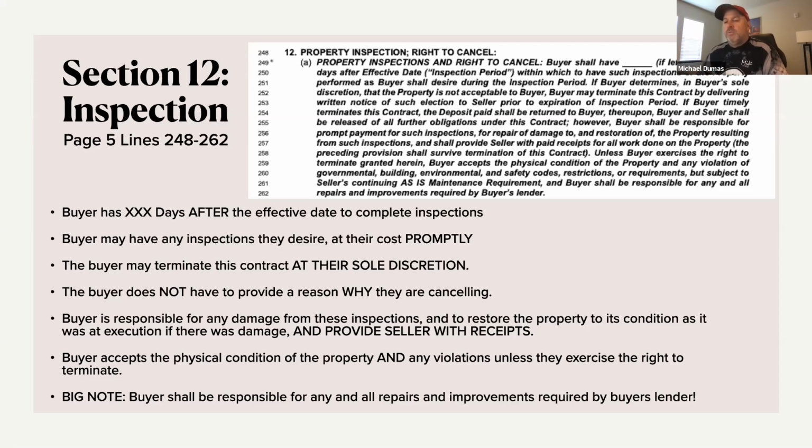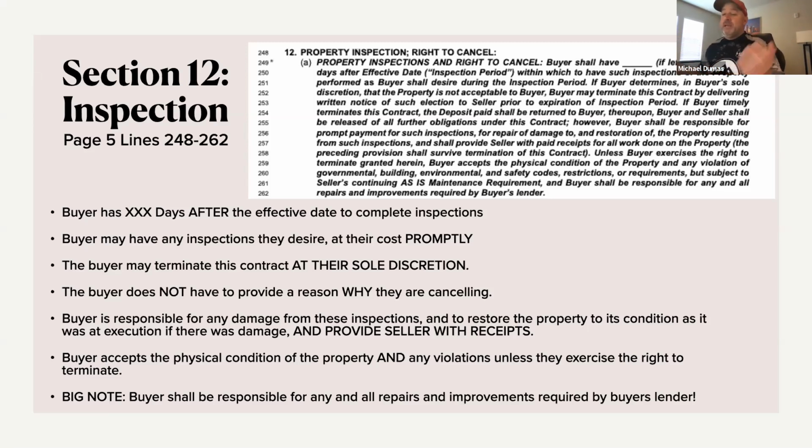So what does this mean? You better have your appraisal, your home inspection, your termite inspection, and your 4-point inspection done prior to the expiration of this inspection period. Because if not, and the appraisal comes out that the lender needs certain things to be done, you could get into a real gray area, because the seller could say, not going to happen. Per section 12, lines 261 and 262, you're responsible for that roof.